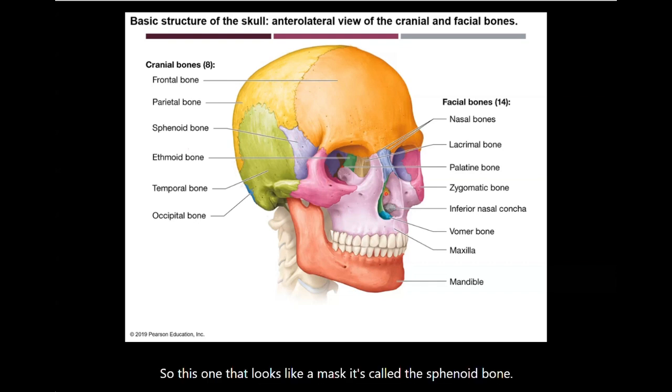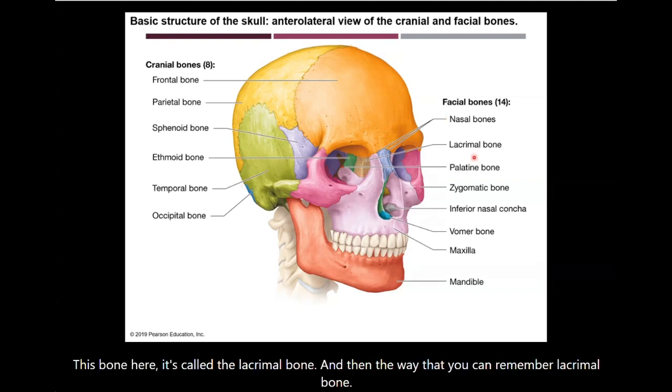So this one that looks like a mask, it's called the sphenoid bone, right? And that's the one that we said is going to have what, greater wing and lesser wing, right? And then we have the ethmoid bone, which is hidden behind here, okay? And then another one, this bone right here, is called the lacrimal bone.